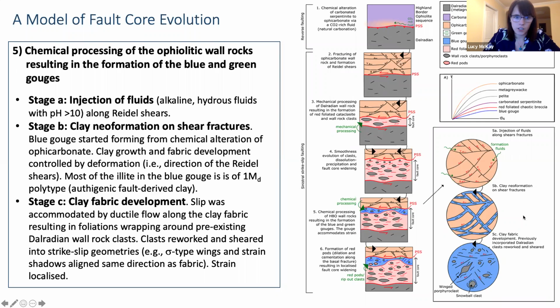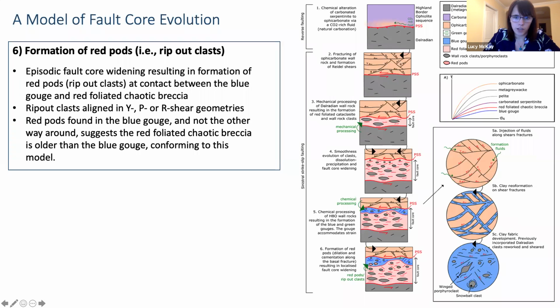And then the last stage in the model is the contact, where I showed you the field photograph of the contact between the blue gouge and the red foliated chaotic breccia, where your red clay was therefore incorporated into the blue gouge. So when the fault became locked, or there was a reason for widening it, the fault plucked out bits of this Dalradian, forming rip-out clasts. But again, they're all aligned within these Riedel shear geometries, so it fits within this regime.